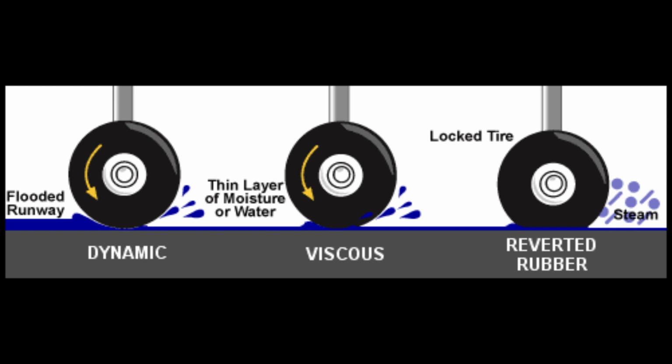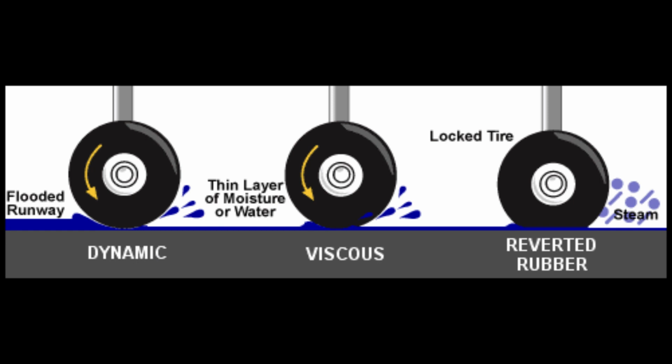Reverted rubber hydroplaning. Reverted rubber, steam, hydroplaning occurs during heavy braking that results in a prolonged locked wheel skid. Only a thin film of water on the runway is required to facilitate this type of hydroplaning. The tire skidding generates enough heat to cause the rubber in contact with the runway to revert to its original uncured state. The reverted rubber acts as a seal between the tire and the runway and delays water exit from the tire footprint area. The water heats and is converted to steam, which supports the tire off the runway.